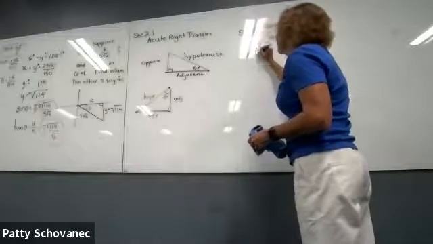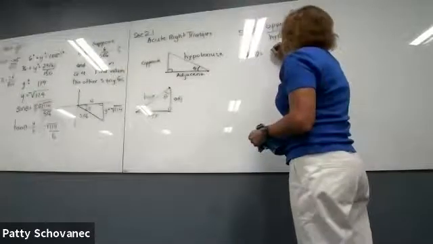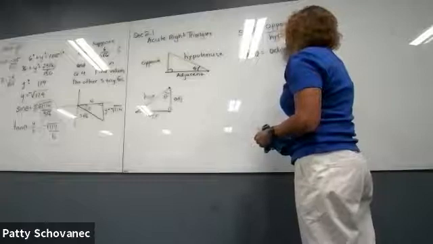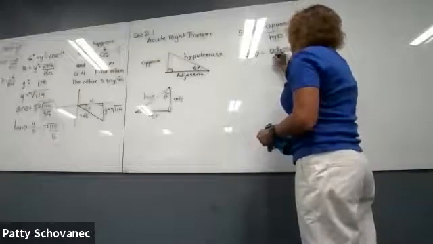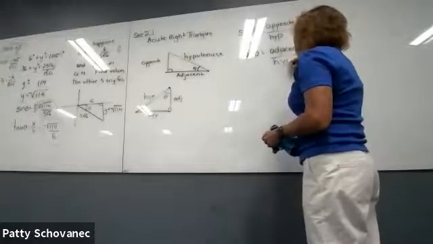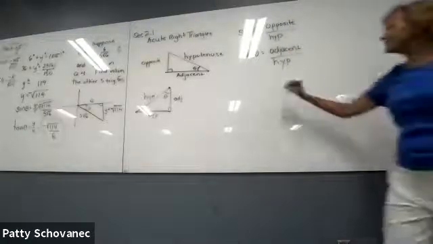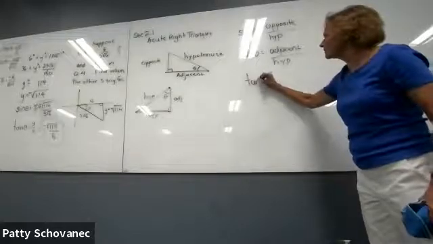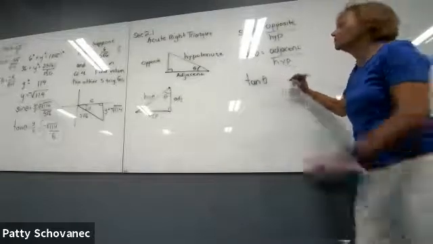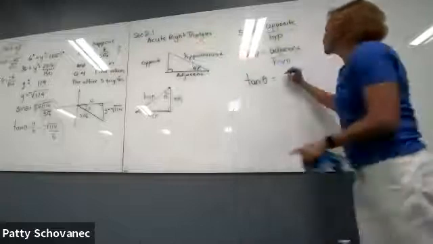Cosine of angle theta is defined as the length of the adjacent side over the hypotenuse. And then the tangent of angle theta would be the opposite side over the adjacent side.